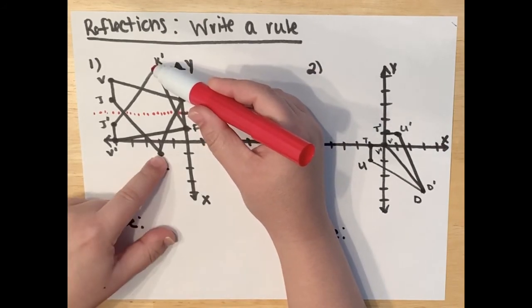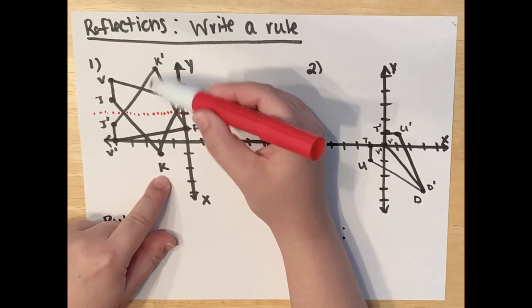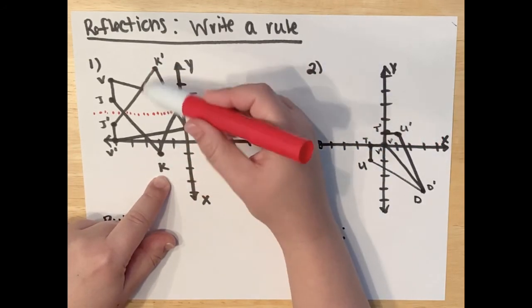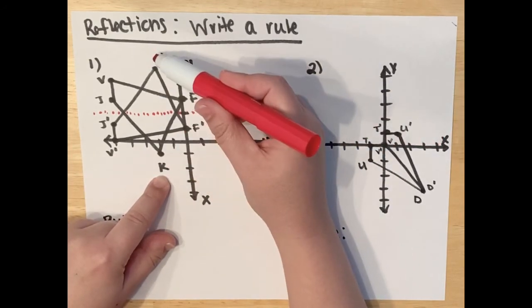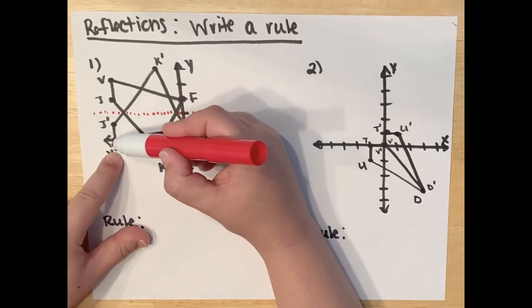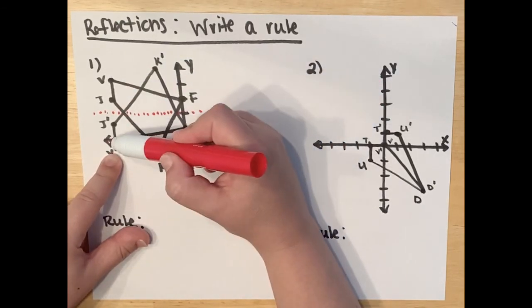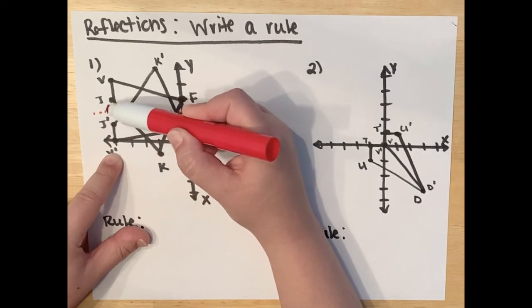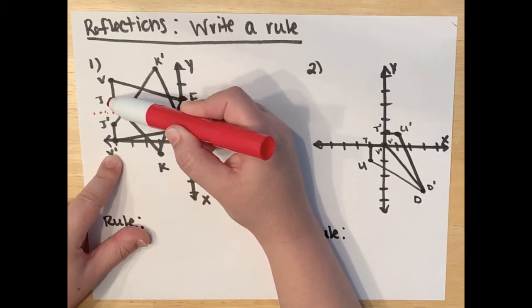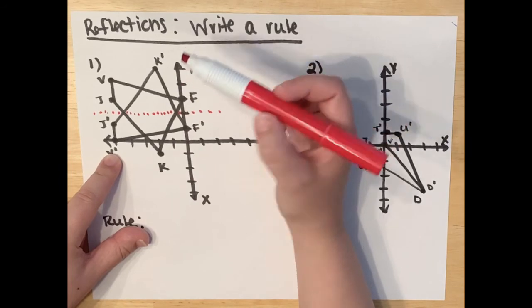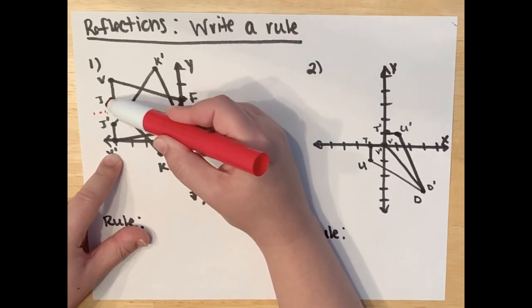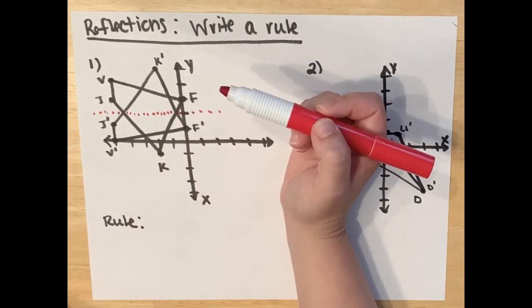K, remember they have to be the same distance away. Looks like it's the same distance from K prime. There's K and there's K prime. V, looks like that's the middle between there. Let's see, V is 1, 2 away, and V prime is 2 away as well. And J is 1 away on this side, and J prime is 1 away on the other side.